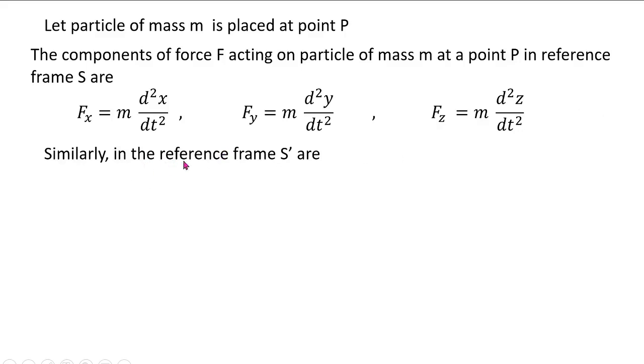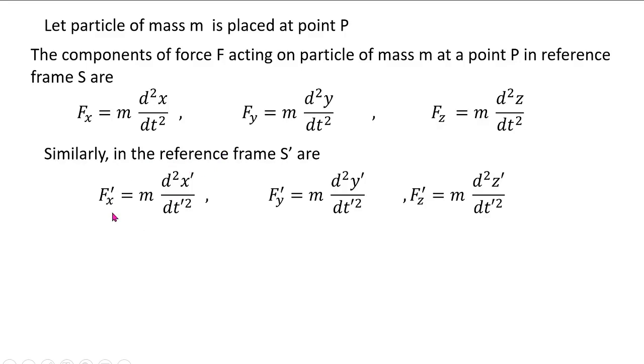Similarly, in frame of reference S dash, the components are Fx dash is equal to m into d square x dash upon dt dash square. This is the x component of acceleration as per the S dash frame of reference. Fy dash is equal to m into d square y dash upon dt dash square. This is the y component of acceleration as per the S dash frame, and Fz dash is equal to m into d square z dash upon dt dash square. This is the z component of acceleration as per the S dash frame of reference.